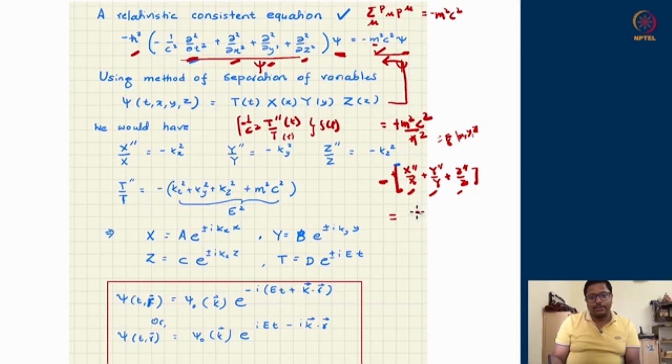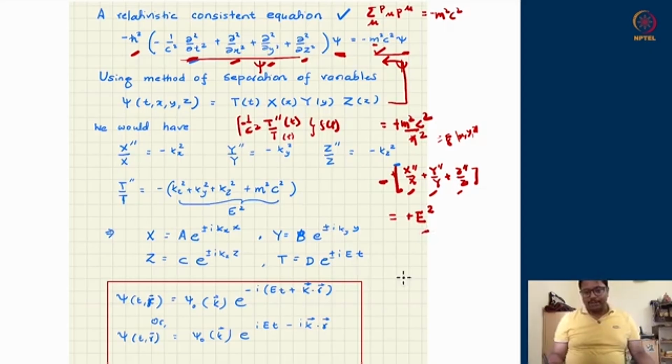Okay, so let us call this constant minus e square. Okay, so minus 1 upon, or plus e square we can call it. Minus 1 upon c square t double primed upon t should be equal to this combination, which is m square c square upon h square minus the double derivatives of x upon x, double derivative of y upon y, plus double derivative of z upon z. That should be equal to e square, let us say, some constant e square.